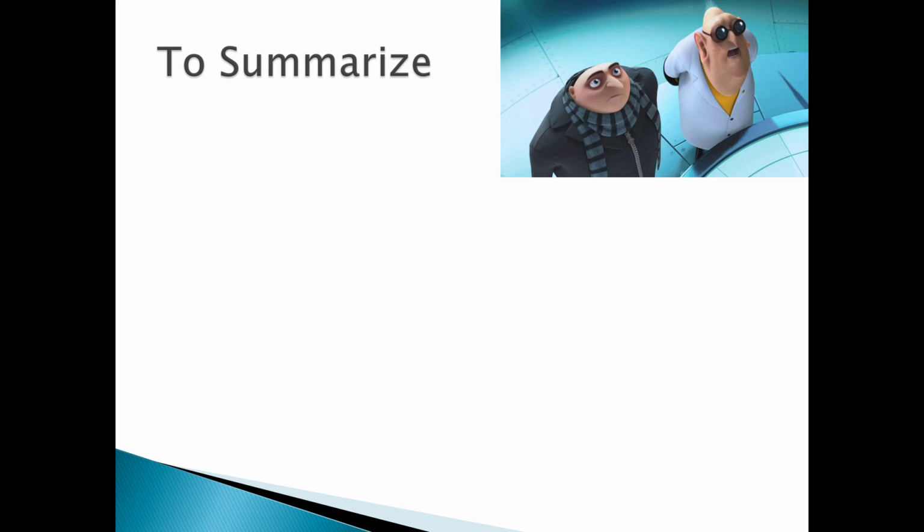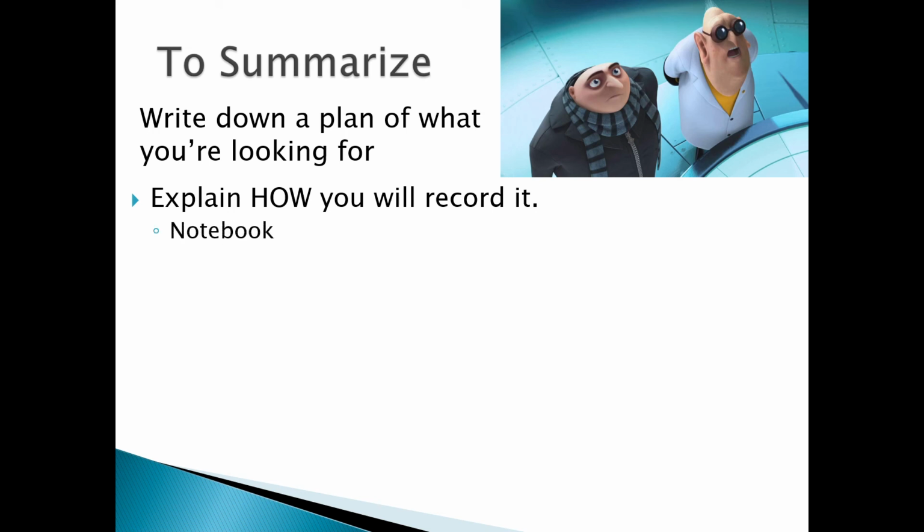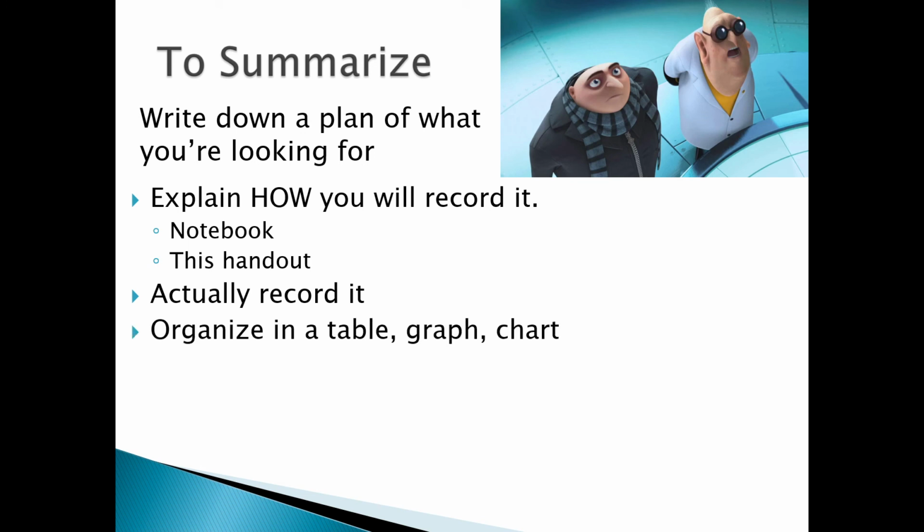So to summarize for your experiment, you need to write down a plan of what you're looking for. You need to explain how you will record it, whether you will do it in a notebook or on the handout, and then actually record it, organized in a table, graph, or chart. Make sure that your table, graph, and chart are all in metric. Make sure that temperature is in Celsius. Things like centimeters, meters, all those need to be recorded in metric. I know, if you have a thermometer that's recording in Fahrenheit, you're going to have to convert. It's just the way that science works. You need to measure in metric.